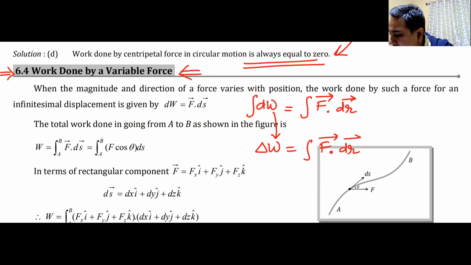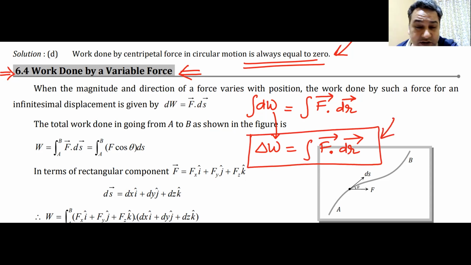So I will now write it like this. This is the work done by a variable force. Remember, this is also the work done by a constant force. Only difference is, in case of a constant force, F dot dr becomes F dot delta r. So this is the work done by a variable force. We'll move ahead with work done by a variable force in the next class.